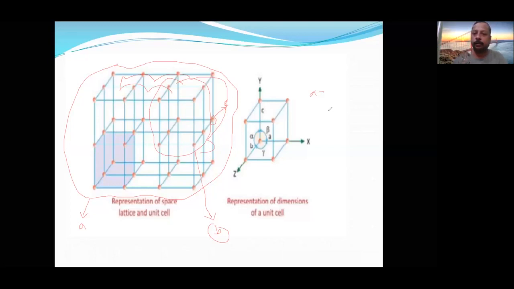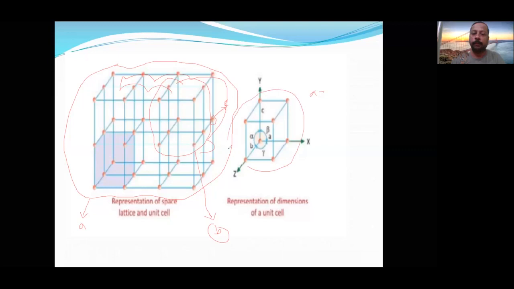So the largest level of the crystal is the crystal lattice. The smallest level of the crystal is the lattice point. In between, the moderate level is the unit cell. Now this is the unit cell diagram.